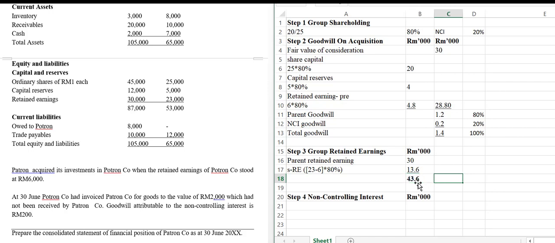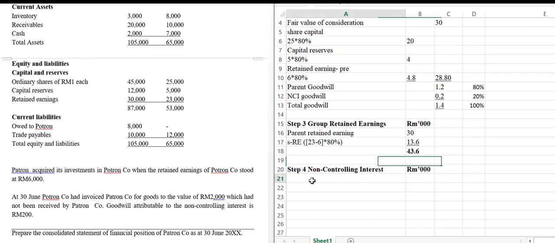So your total retained earnings will be 43.6. Okay, then the last one. Since we only own 80%, we have an NCI, which is 20%. Next, how much do you have for your NCI? For NCI, you have to calculate the share capital.